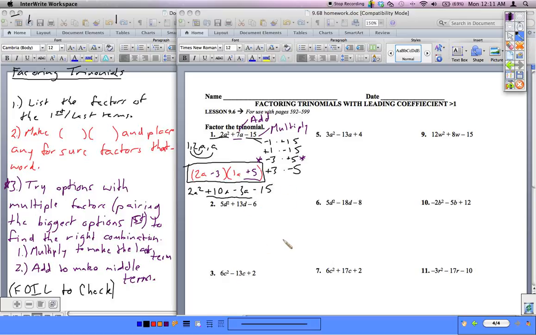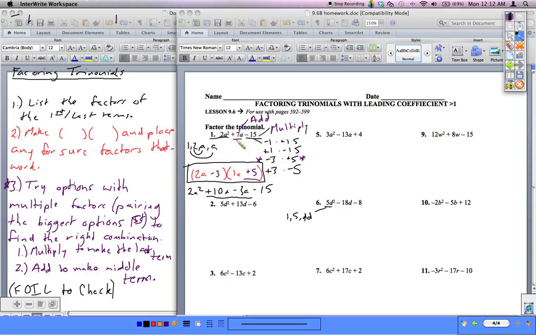Let's jump down to, I suppose the toughest one that we're looking at here is going to be number 6. So let's look at number 6. How do I make 5d squared? That would be 1 times 5 times d times d.